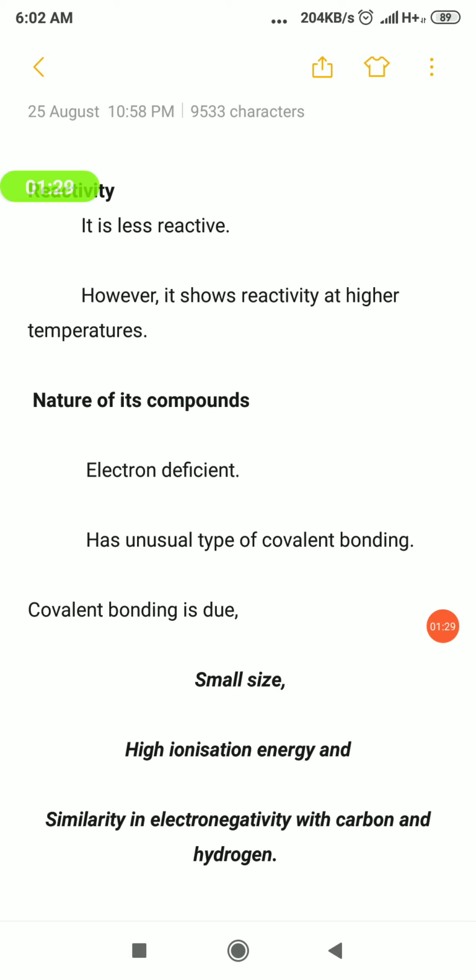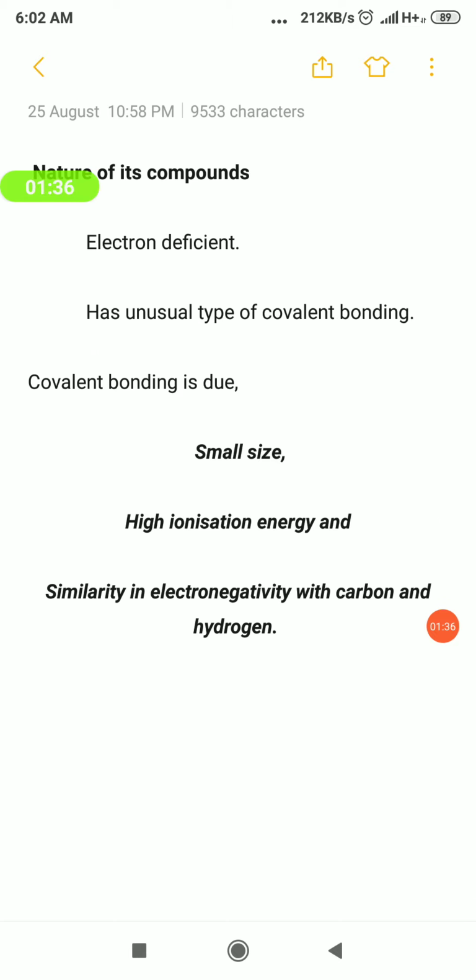So that is the first factor responsible for covalent bonding: small size and high ionization energy. Boron possesses higher ionization energy compared to the remaining elements of the group. That is also responsible for the covalent bonding. Then higher ionization energy and similarity in electronegativity with carbon and hydrogen. The electronegativity of boron is similar to that of carbon and hydrogen. So because of these factors, boron shows covalent bonding.